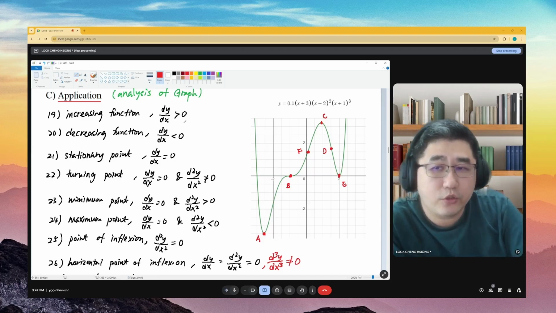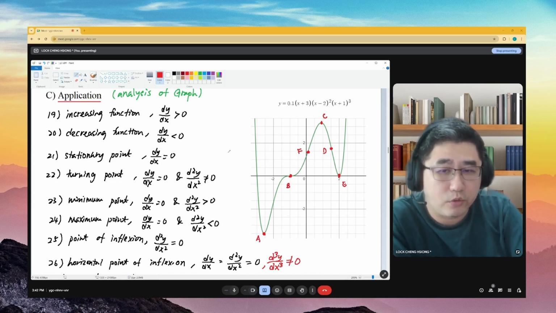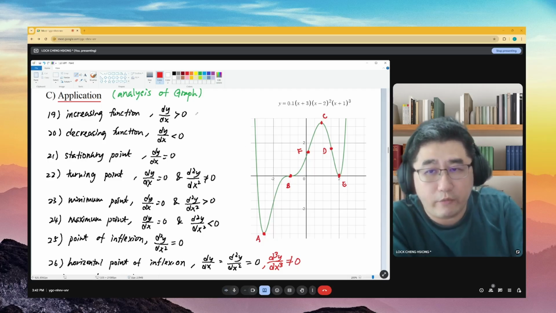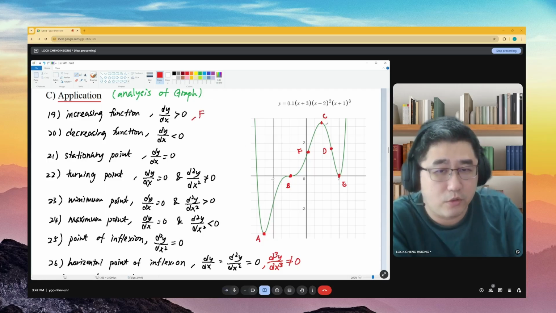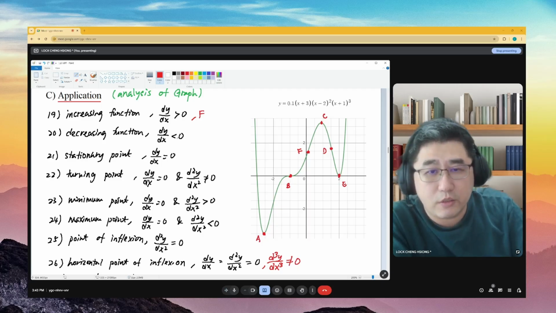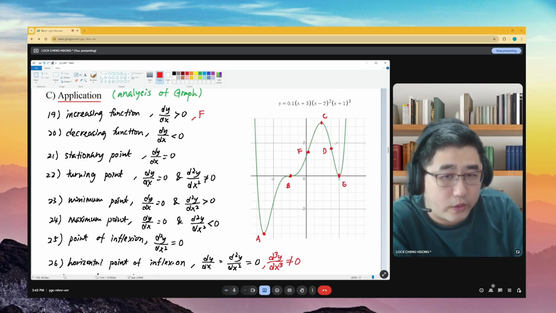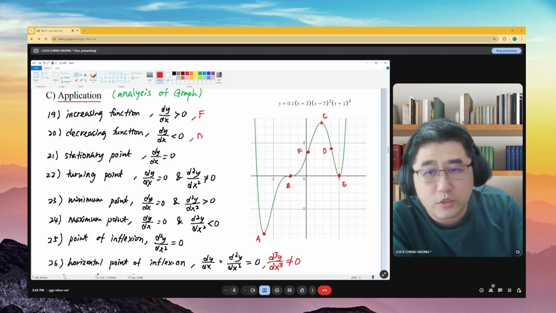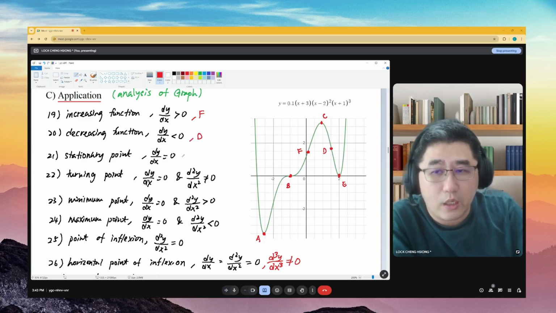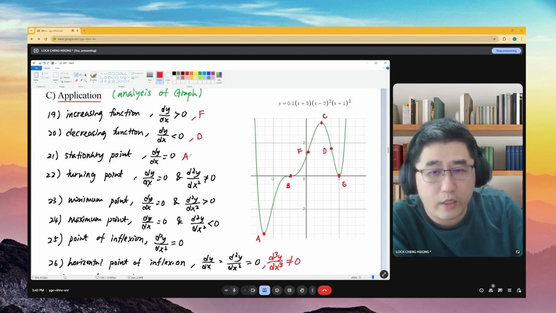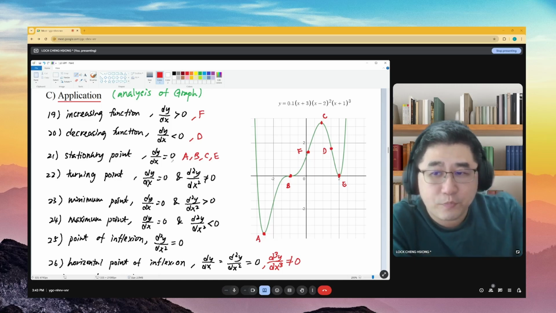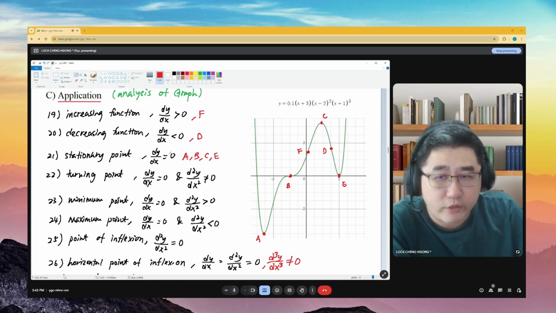For an increasing function, we need to understand which points give us dy/dx greater than 0. For example, point F here gives dy/dx greater than 0 because it's going up. Decreasing is the one going down, so you have point D. A stationary point is where the gradient equals 0, so A, B, C and E are all stationary points, where dy/dx equals 0.